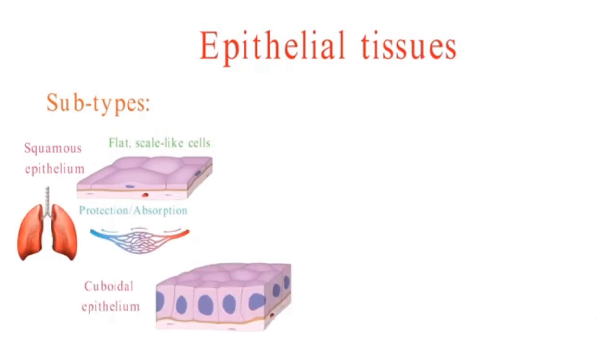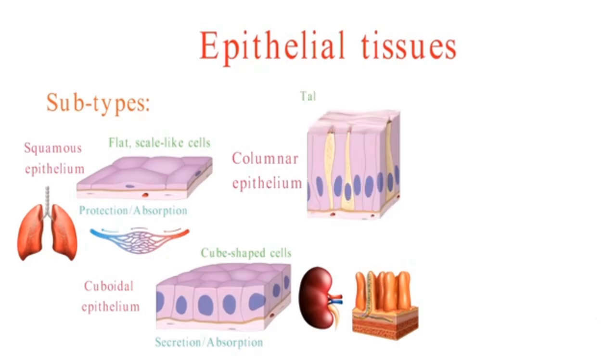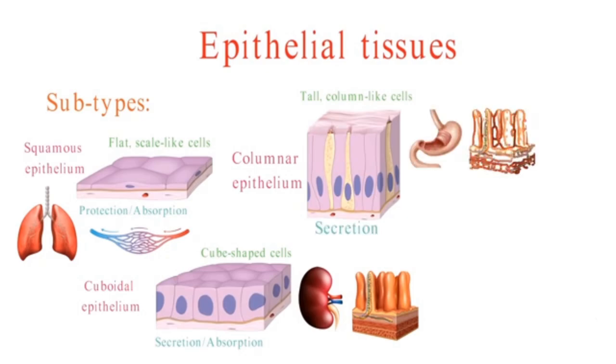Cuboidal epithelium is made up of cube-shaped cells. It is found in areas where there is a need for secretion or absorption, such as the lining of the kidneys and the small intestine. Columnar epithelium is made up of tall, column-like cells. It is found in areas where there is a need for secretion, such as the lining of the stomach and the intestines.